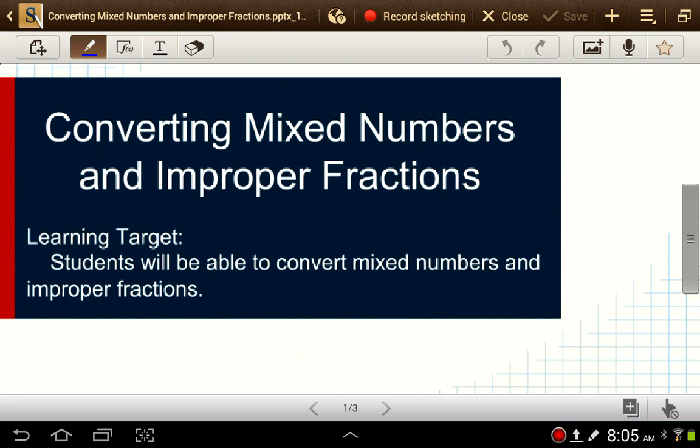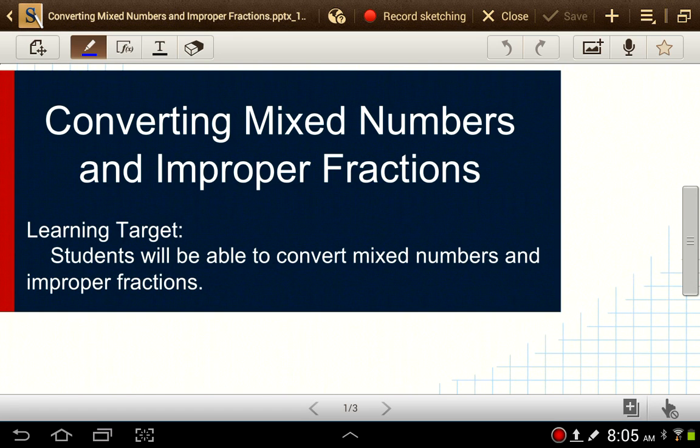Today we only have one learning target, and the learning target today is students will be able to convert mixed numbers and improper fractions. So what we're going to do today, guys, is we're going to convert mixed numbers to improper fractions and improper fractions to mixed numbers. So that's what we're going to work on today. I'm going to move on, so if you need to pause, go ahead. Otherwise, here's the next slide.